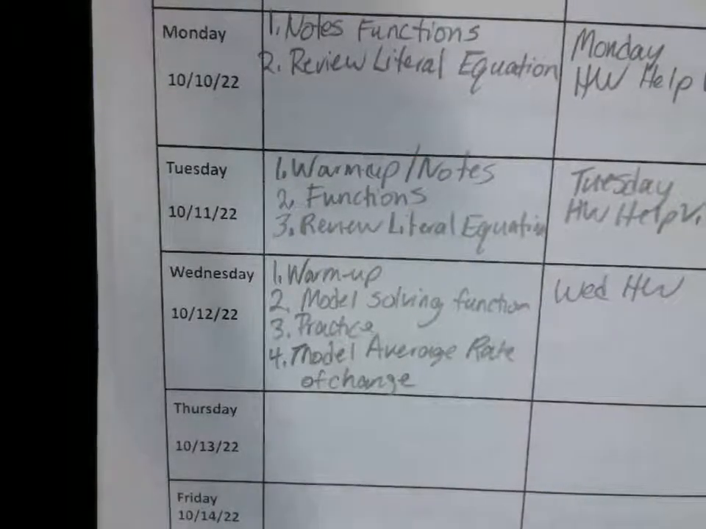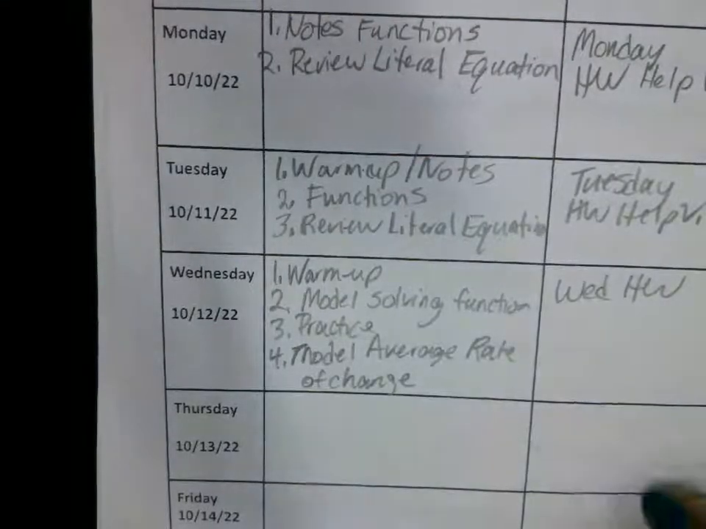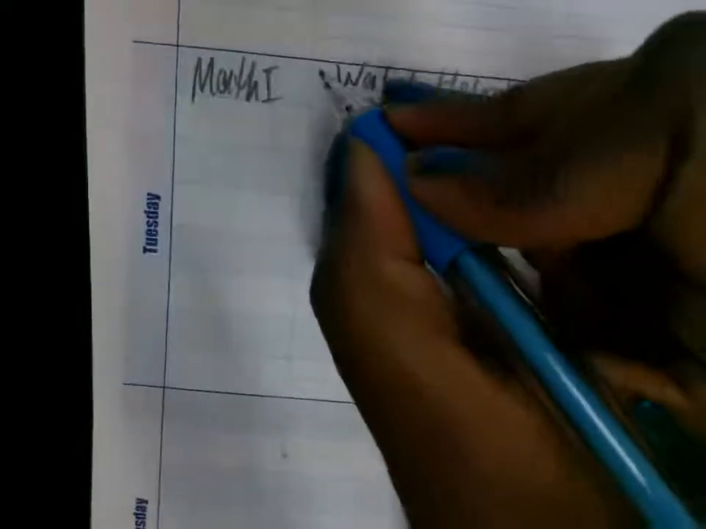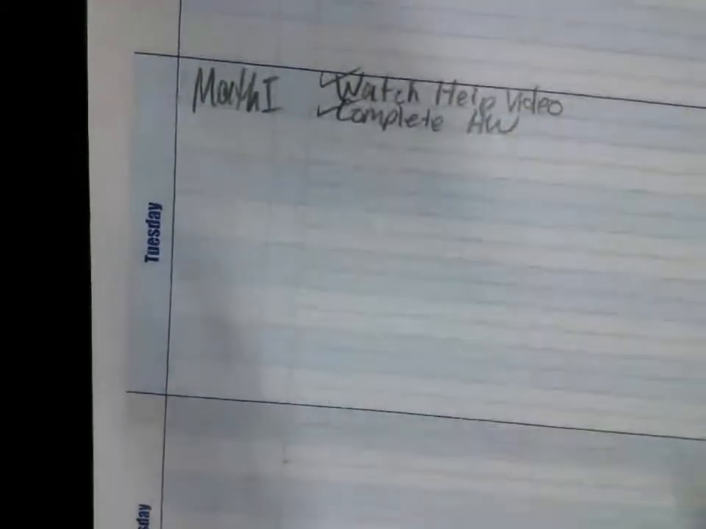I'm going to pause to give you a chance to write. Please take out your planner so we can write our homework. All right, here we go. Don't forget that you should have written down your goals. We're on week 7 homework. If you watched the video yesterday, check it off. You completed the homework, check it off.